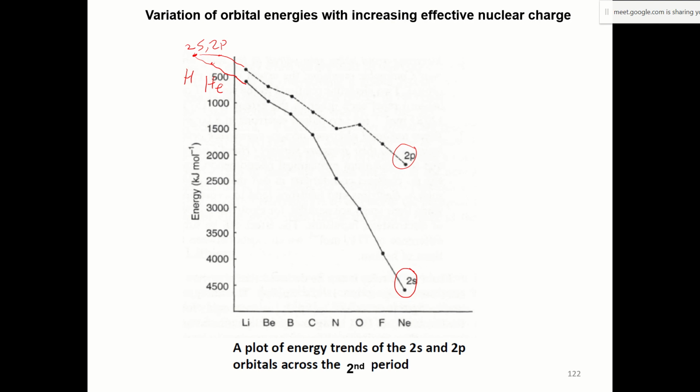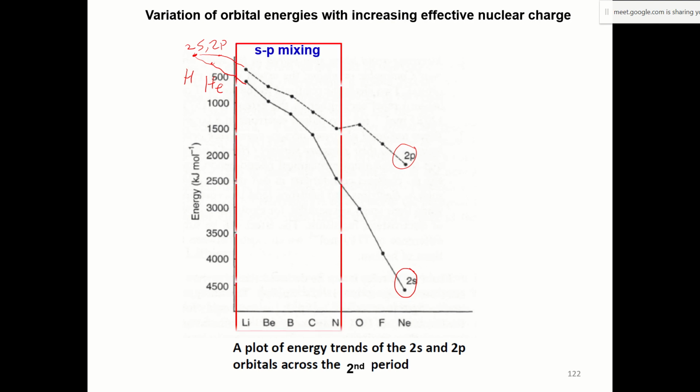The attraction is felt by both of them, but the 2s orbital, which is closer to the nucleus, feels that effect much more strongly. Therefore, there is a greater decrease in the energy of the 2s orbital as compared to 2p. And so this kind of profile is obtained.